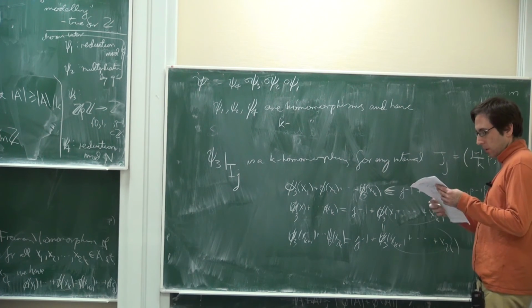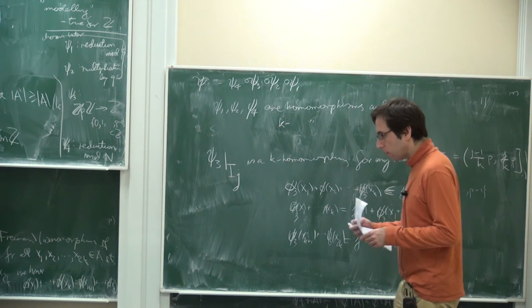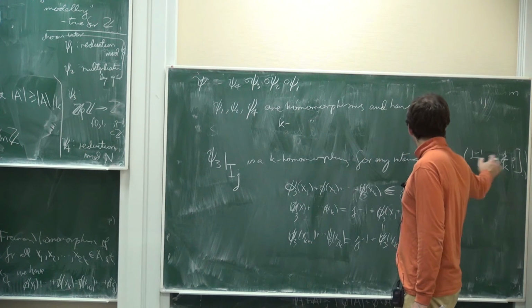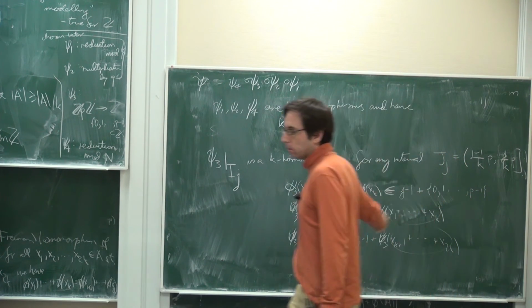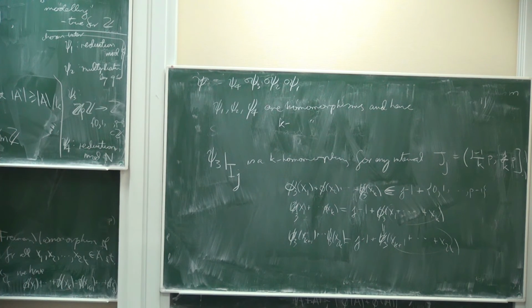So what do we do? We're just going to choose. So there are k intervals like that, and we choose the one which contains the most elements of A. And yes, a composition of k-homomorphisms is a k-homomorphism. Very good.